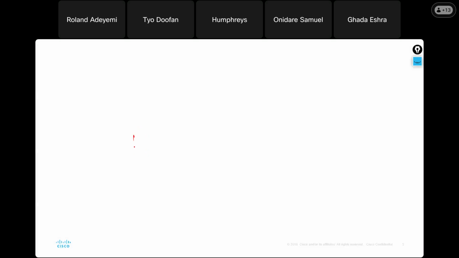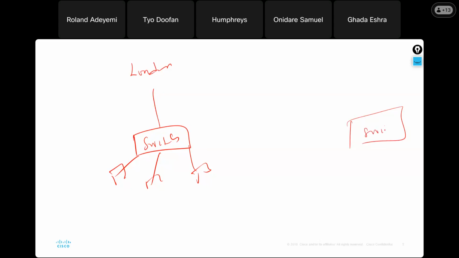I have a local area network. This is my switch. There are computers connected here. Let's say this local area network is in London. Then I have another local area network. Let's say this is in Germany. These are computers connected. And for some reason, we want to link the two local area networks together. Maybe they belong to the same organization. So how do we link them up together?